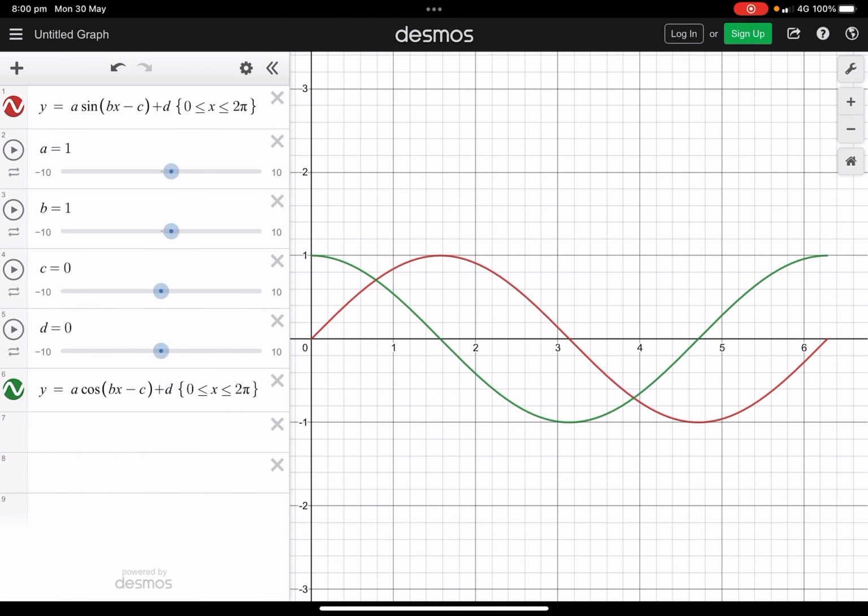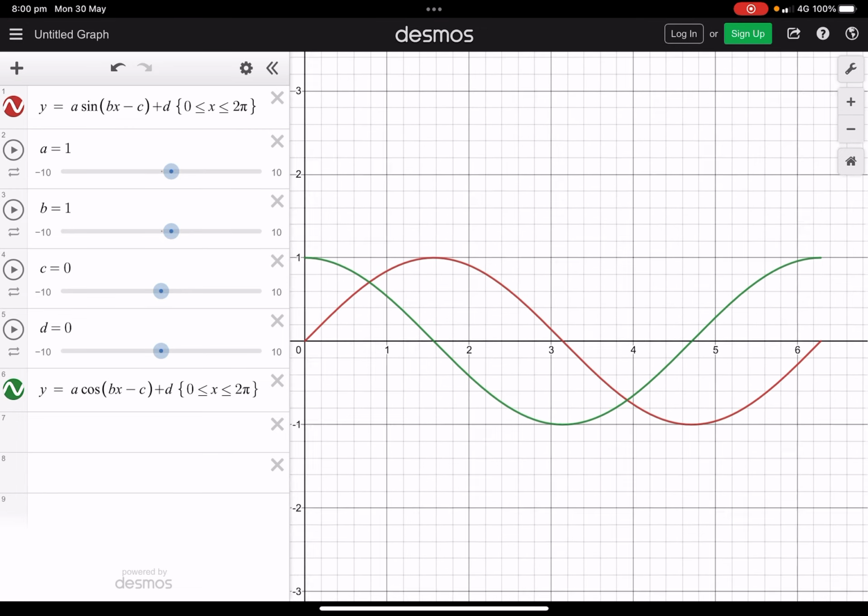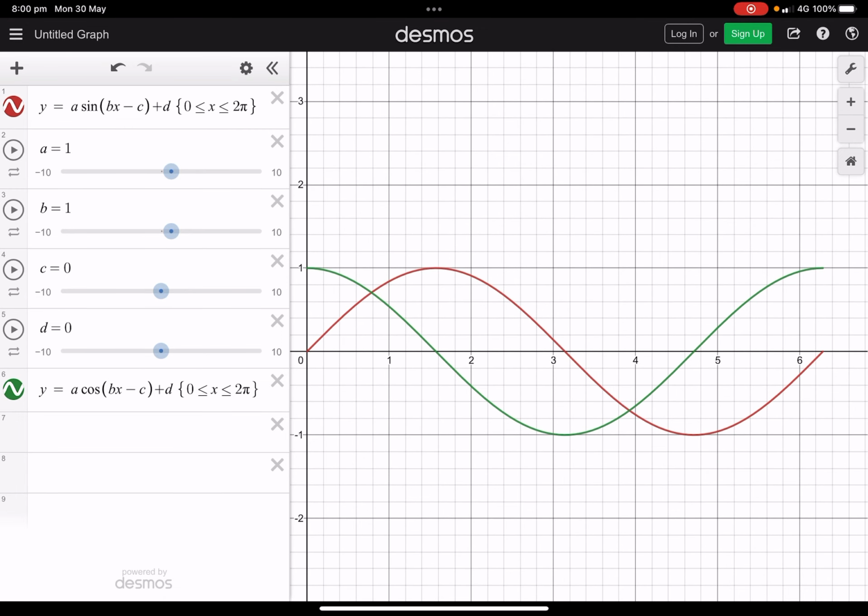So I've gone ahead and set up these two functions with my sliders. So this red function here is the sine function that we were dealing with in the previous video. And we know it's a bit hard to see on here, but we know that the maximum occurs at pi on 2. We get a 0 at 0 and pi. We get a minimum at 3 pi on 2, and then we're back to 0 at 2 pi.